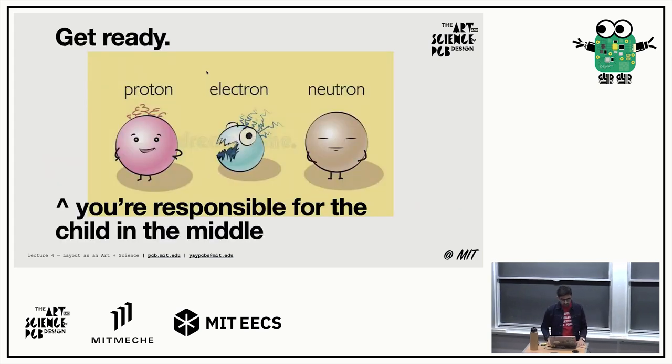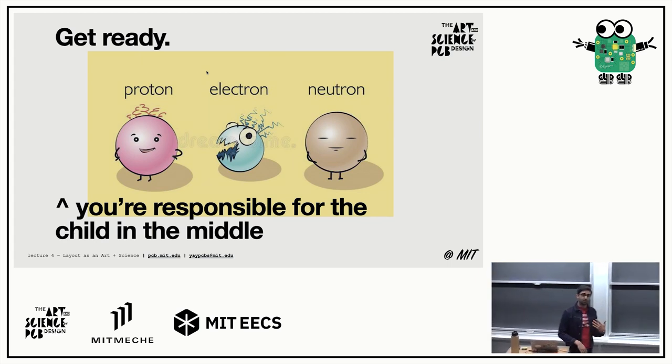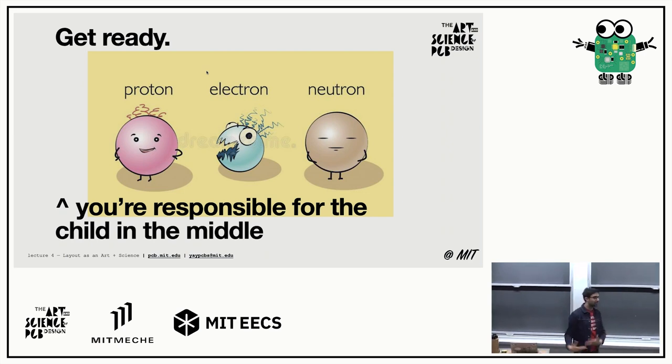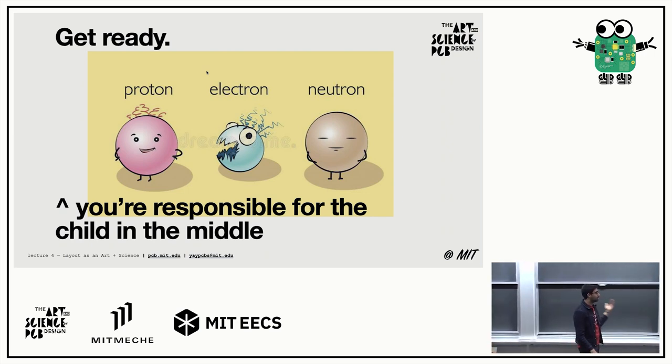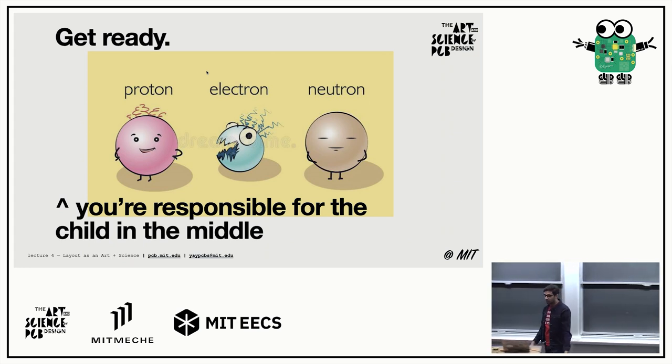So this is my picture of a frazzled electron. It's not mine, I got it from Google. We as electrical engineers, there's a running joke, are referred to as electron herders. We herd electrons to where they've got to go. So you're responsible for the problem child in the middle, who has a lot of things we need to consider.